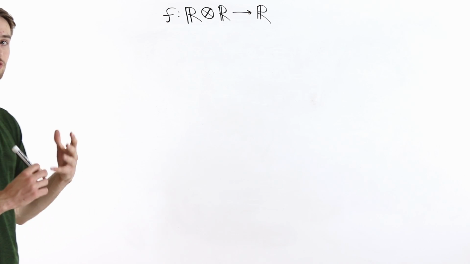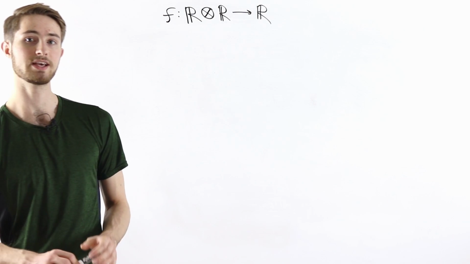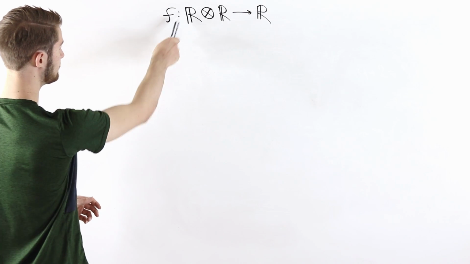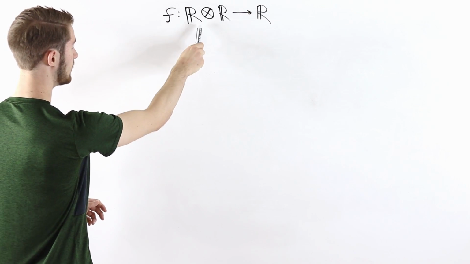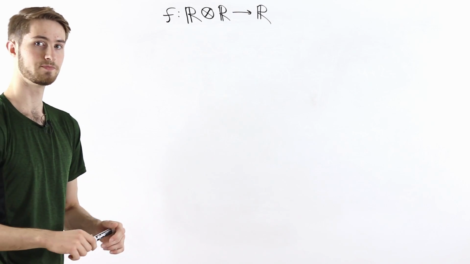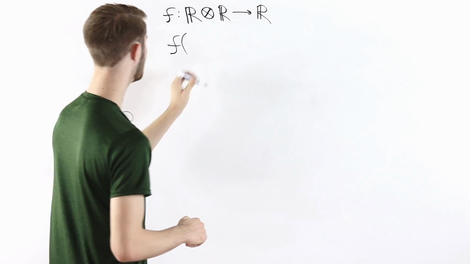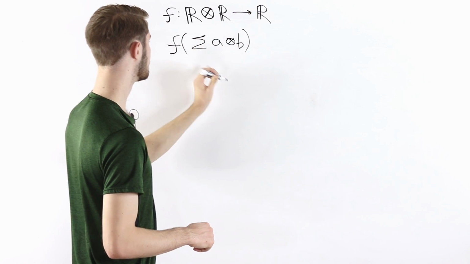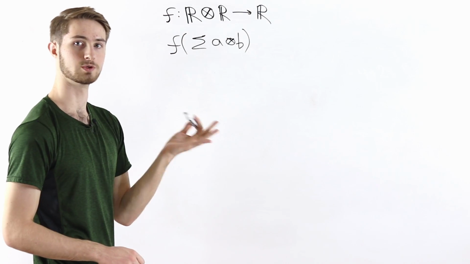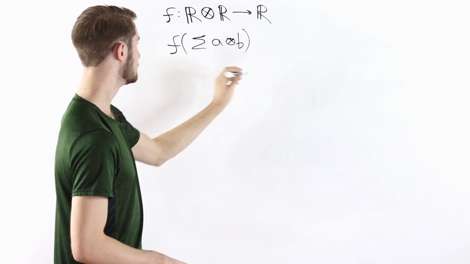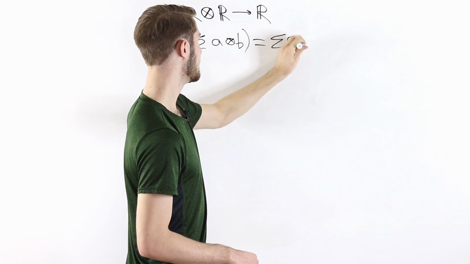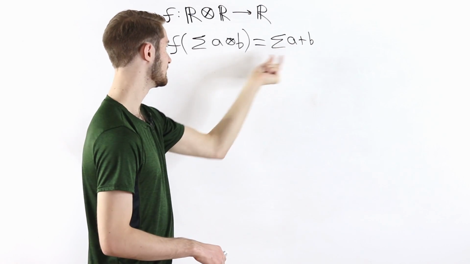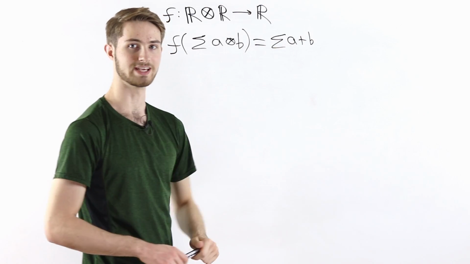Now, one of the things that makes working with tensor products difficult is it can be hard to define functions on the tensor product. For example, let's say we want to define a function f that goes from the tensor product R tensor R to the real numbers. One way that we could define something on the tensor product is to say f of the sum of a tensor b, so this is some arbitrary element of the tensor product, we're writing it as a sum of pure tensors, is equal to the sum of a plus b. So for each of the pure tensors, we add up the real number on the left and the real number on the right, and we just put those all together.